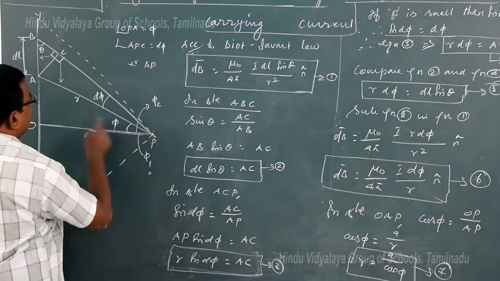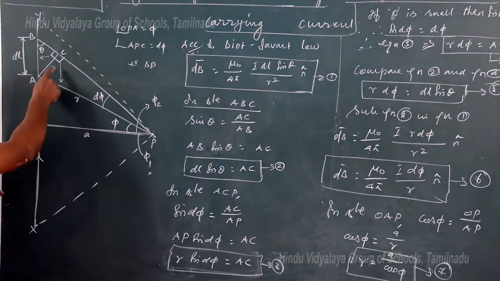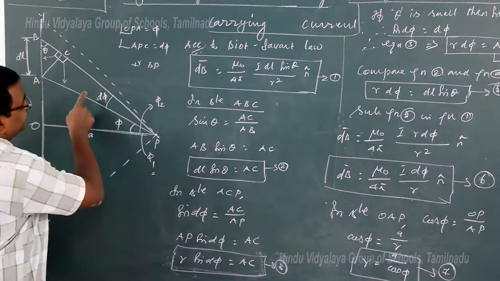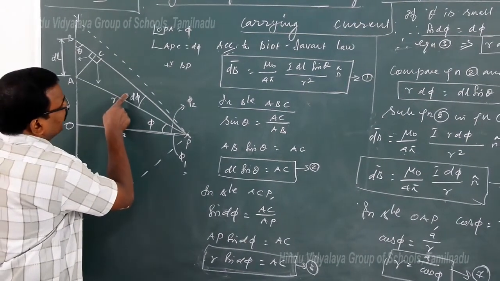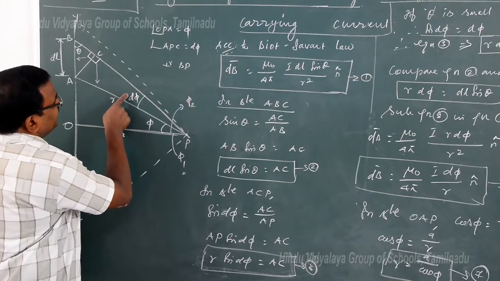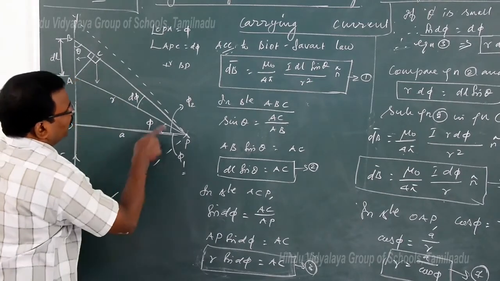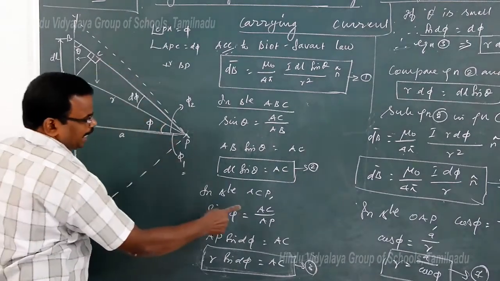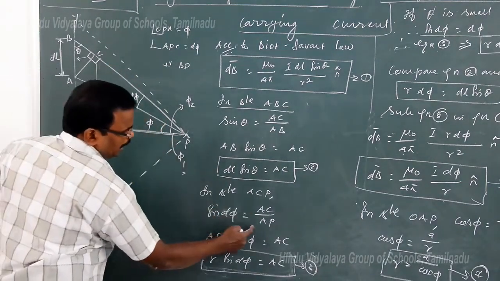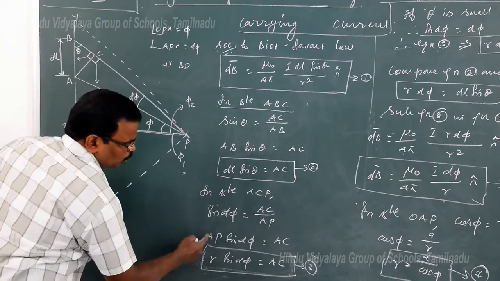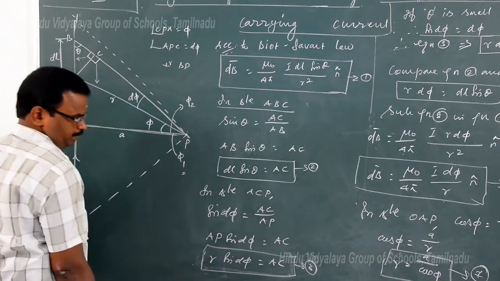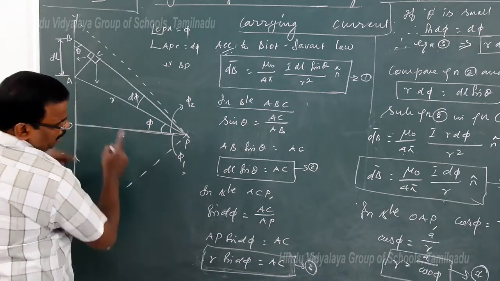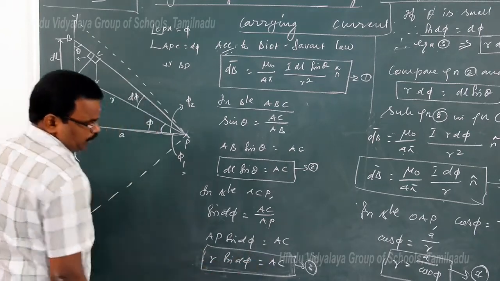Another triangle, ACP. Even in this case, this is a right angle, and opposite the right angle is the hypotenuse. In this triangle, we have to find sin dφ, for this angle dφ. Sin theta is equal to opposite side by hypotenuse, 90 degrees opposite the hypotenuse. So opposite side is what? AC. Hypotenuse what? AP. Cross multiplying, AP into sin dφ is equal to AC. So AP is equal to the distance r, and r into sin dφ is equal to AC.